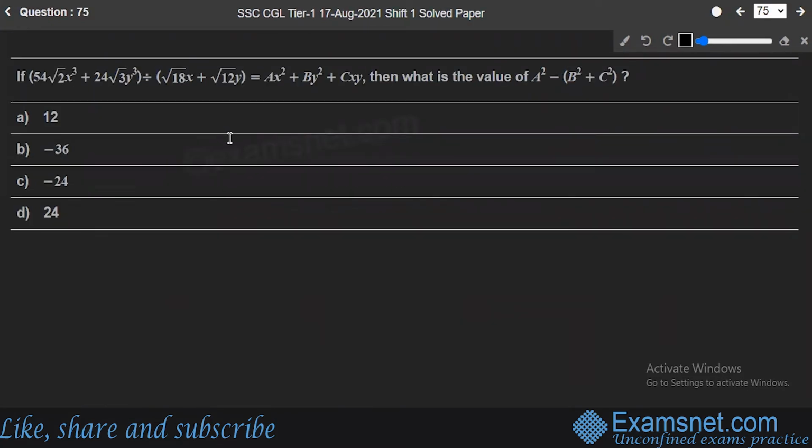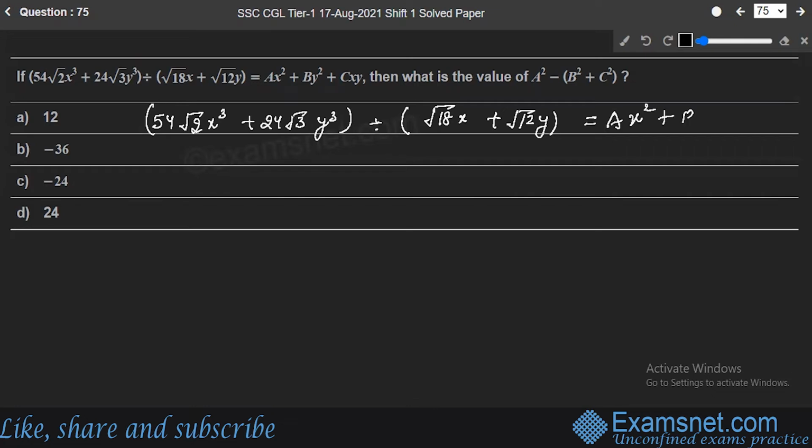Let's start with question number 75. It says if (54 root 2 x cube plus 24 root 3 y cube) divided by this whole term is equal to ax squared plus by squared plus cxy, then you have to find out the value of this expression. See what is given to you in the question. You are given 54 root 2 x cube plus 24 root 3 y cube, this whole divided by root 18 x plus root 12 y. Right. This is equal to ax square plus by square plus cxy.